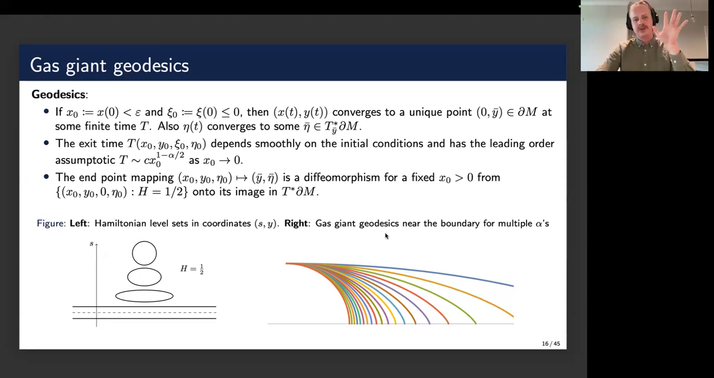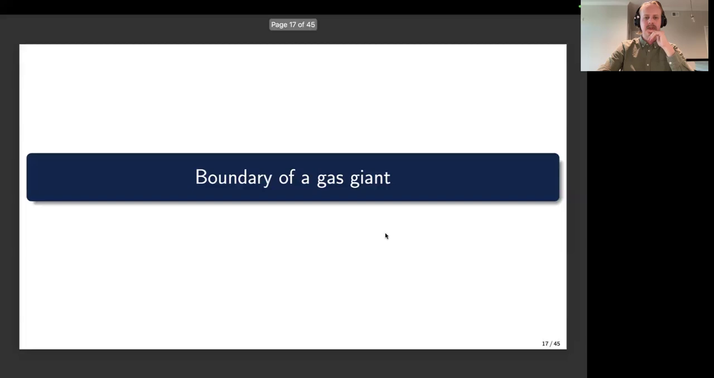Right. So that should give you some kind of a picture of what gas giant geometry and gas giant basic properties are. What do geodesics on a gas giant look like? Good. So next up, let's consider the boundary of a gas giant a little bit more.